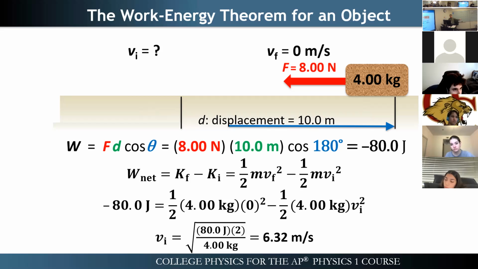In the first scenario, the force pulling it to the right made it end up with a 6.32 meters per second velocity. And in this one, the force making it come to a stop, it had to start at 6.32 meters per second, since the force was the same and the weight was the same and the displacement was the same. Questions? Going kind of fast, but I feel like in some ways it's a bit repetitive, but I want you to see it a variety of ways.